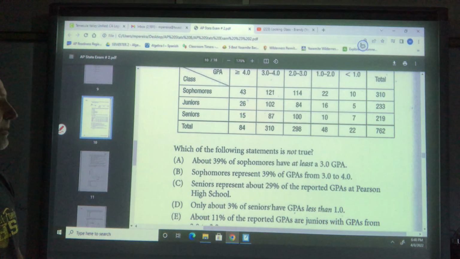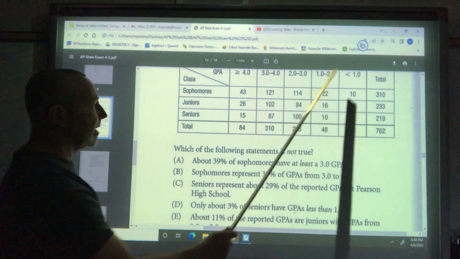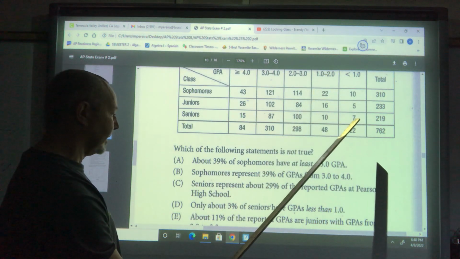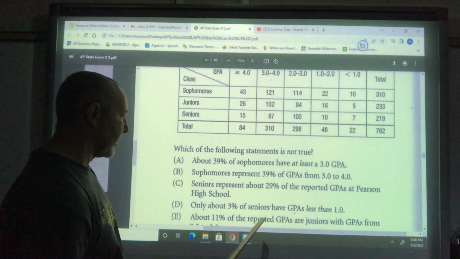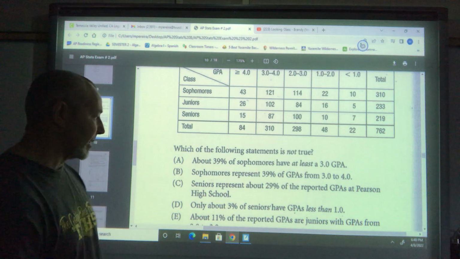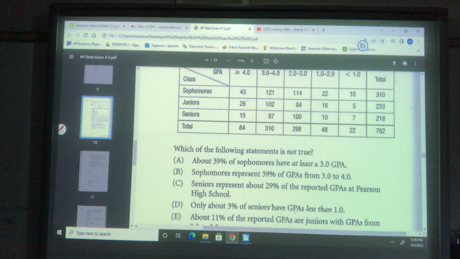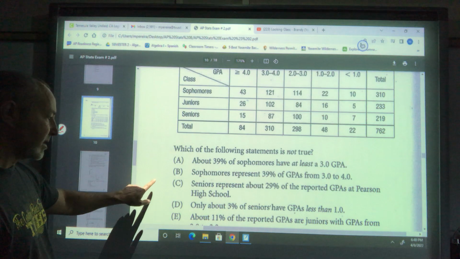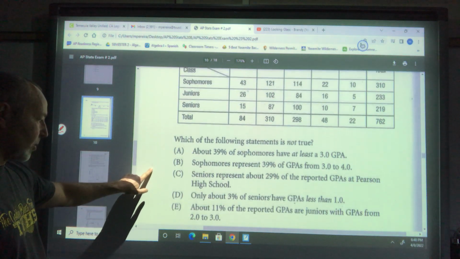of seniors have GPAs less than 1.0. Less than 1.0 for seniors, so we're just talking about seniors. 7 out of 219 seniors is what that one is, and that is not about 30%, excuse me. And you find the 11% of reported GPAs are juniors with GPAs from 2.0 to 3.